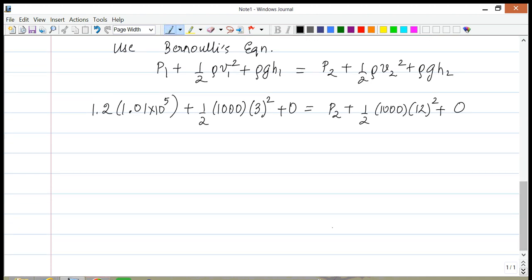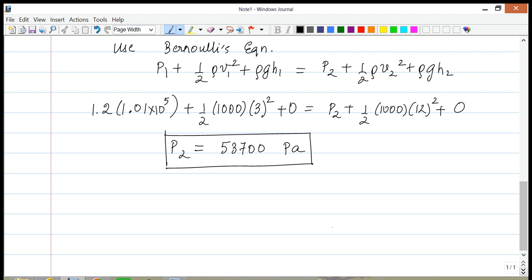Now in order to do this, all we need to do is solve for P2. If you do it correctly, you'll end up getting 53700 Pascal. So that's one application of Bernoulli's equation. We'll look at a few more.